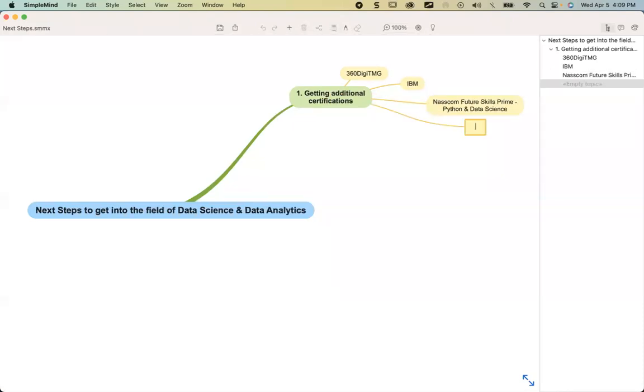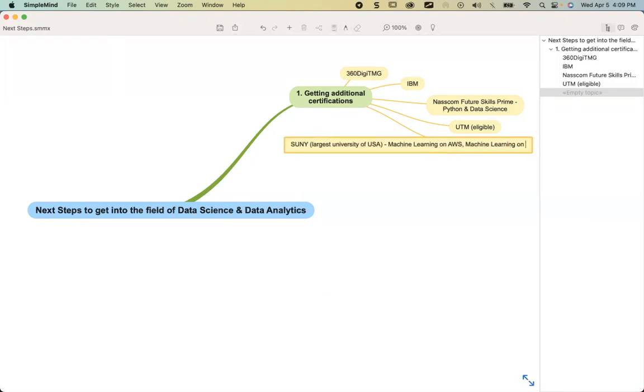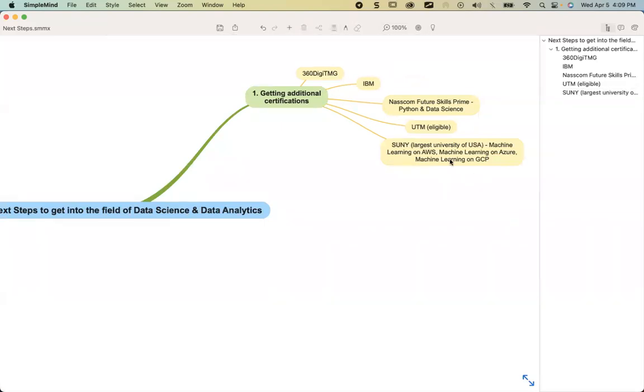Okay, then people who are eligible, they are taking UTM certifications. And people, you also will be given an option to consider State University of New York. Obviously, this is the largest university of USA. Okay. And we are bringing in certain machine learning certifications, machine learning on AWS, machine learning on Azure, Google Cloud Platform, because organizations are moving towards this. Fine, you're doing all these things.